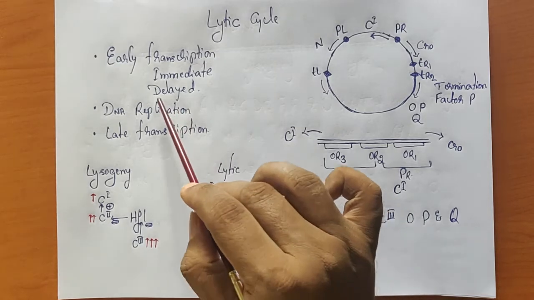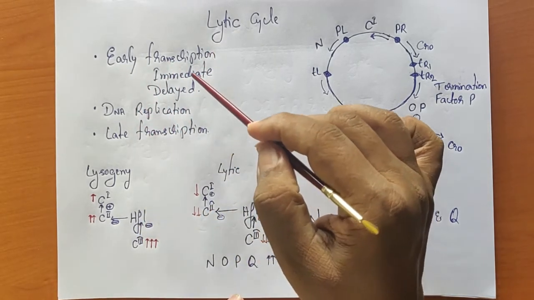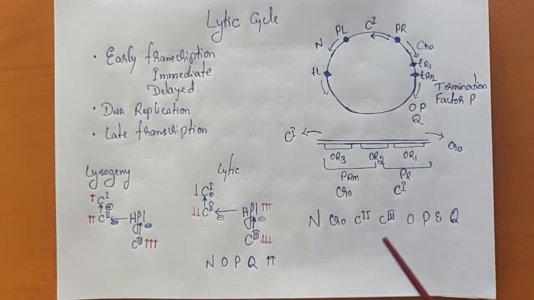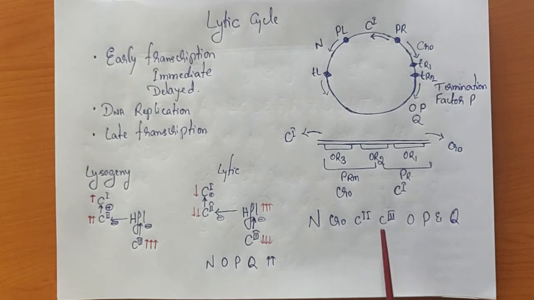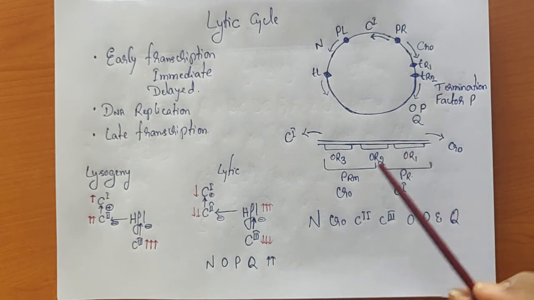So during the early transcription, once the immediate and the delayed processes are completed, we are going to have a mixture of N, CRO, C2, C3, O, P and Q. O and P, I told you, are very important for the DNA replication. So the next level is going to be the DNA replication.